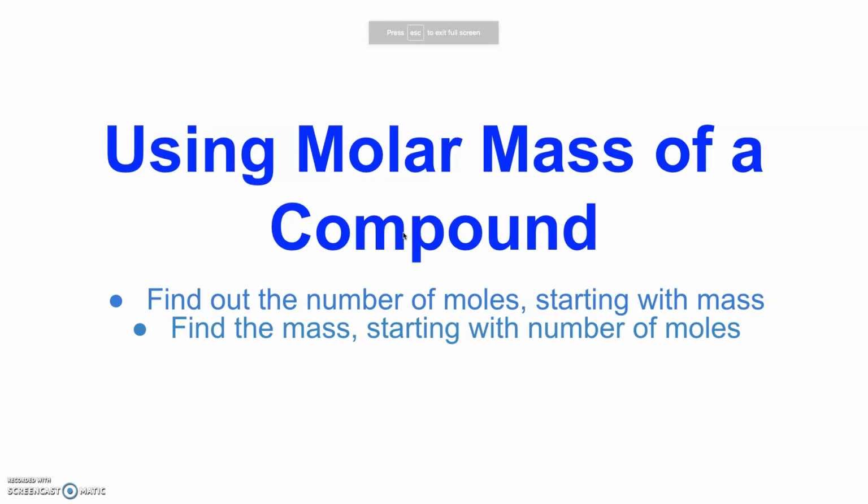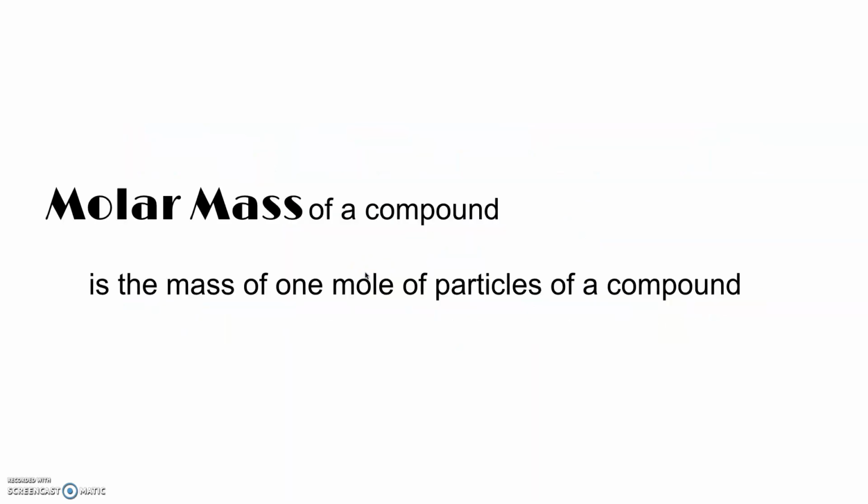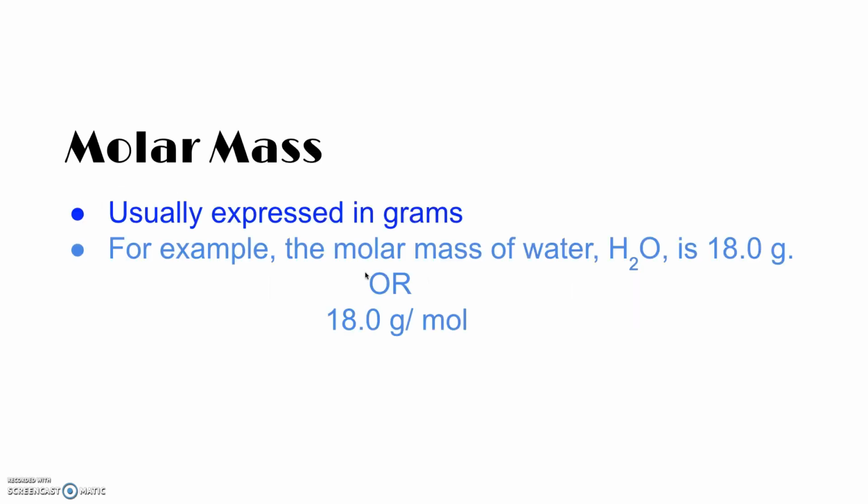We can use the molar mass of a compound to count the number of particles in a sample if we know its mass, or if we know how many particles we need, we can find out how much we need to weigh out. The molar mass of a compound is the mass of one mole of particles of that compound. And we usually write it down in grams. So for example, we could say that the molar mass of water is 18.0 grams or 18.0 grams per mole.